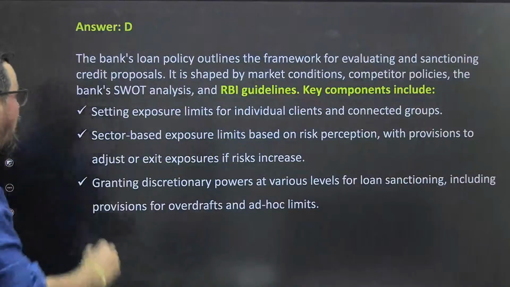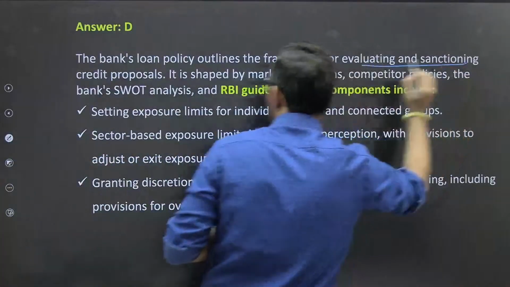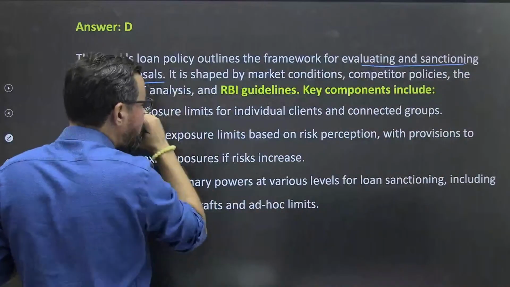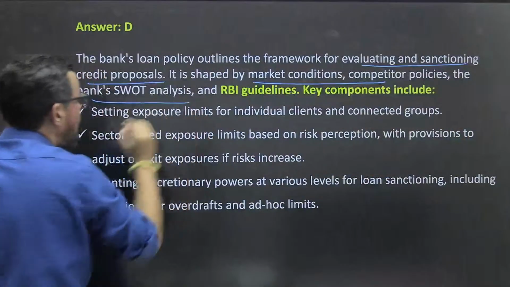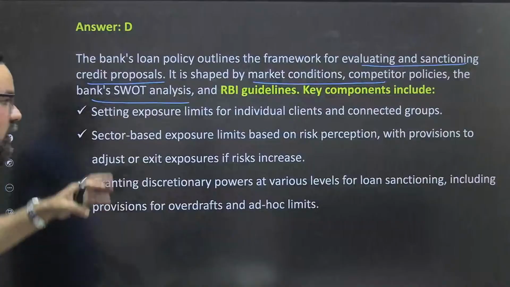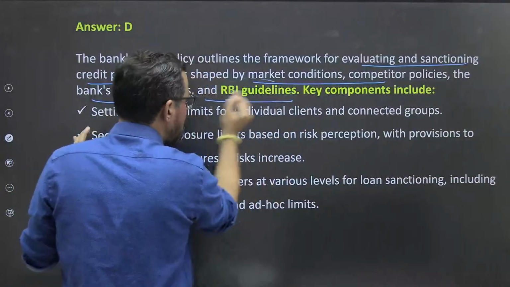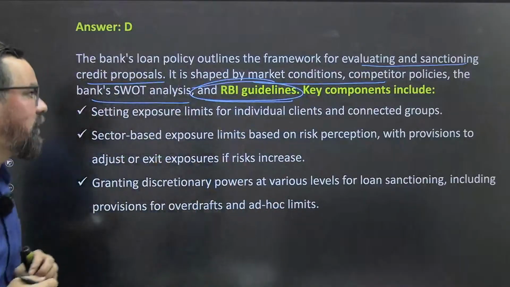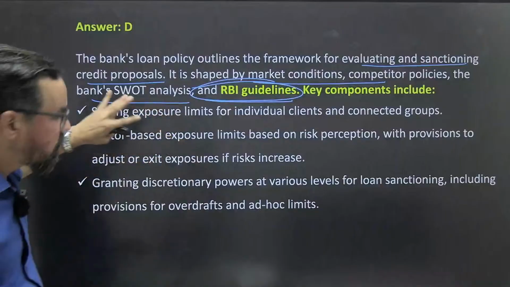Okay? So the bank loan policy outlines the framework for evaluating and sanctioning credit proposals. It's shaped by market conditions, competitors' policy, and the bank's SWOT analysis: strengths, weaknesses, opportunities and threats, and RBI guidelines also. So there should be adherence to RBI guidelines also. That is kind of a must thing, right? So that is the very first one.